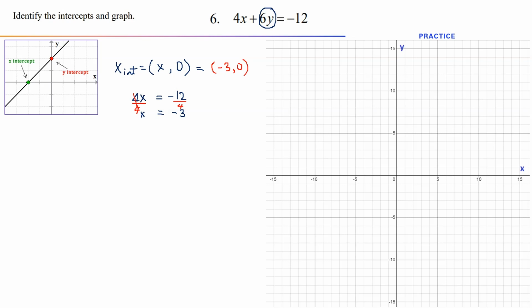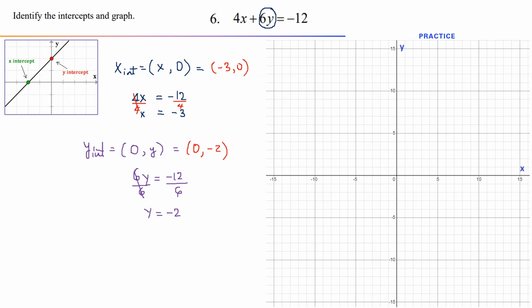Right, for y-intercept, we set x equal 0. So when x equals 0, the 4x will be equal 0. We are left with 6y equal negative 12. Now y equals negative 2, okay, we divide both sides by 6. Right, so we rewrite it one more time: 0 comma negative 2.